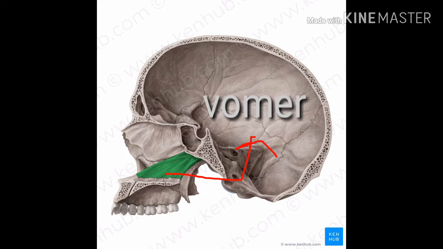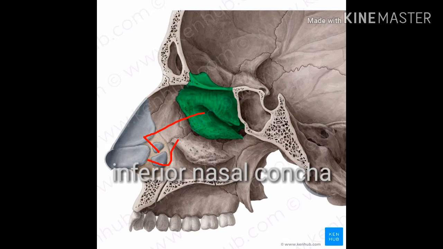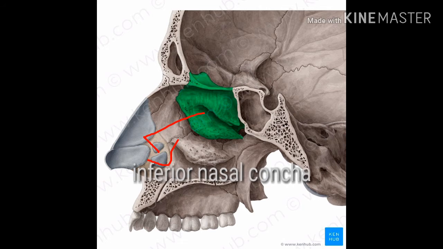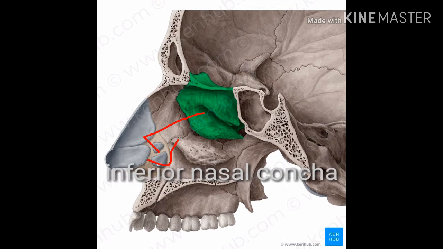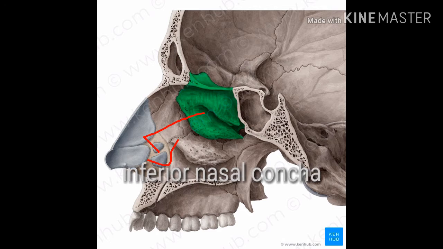Vomer. The slender, plow-shaped vomer is located within the nasal cavity where it forms part of the nasal septum. Inferior nasal conchae. It is a thin, curved bone seen projecting from the lateral walls of the nasal cavity just below the middle concha of the ethmoid bone.